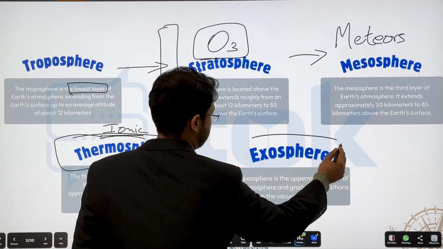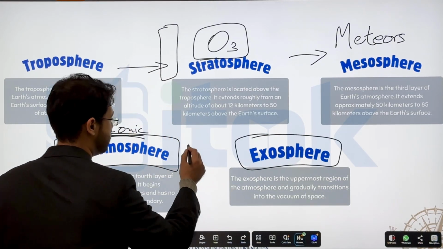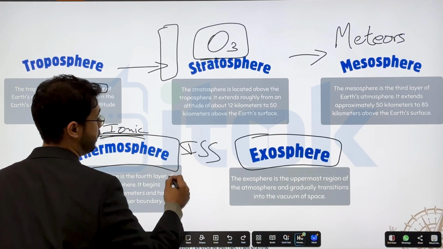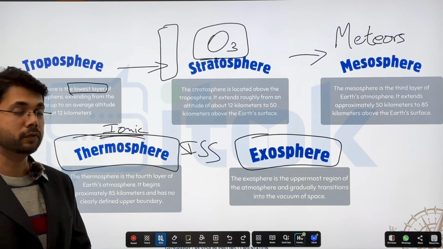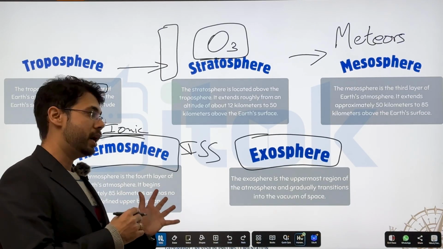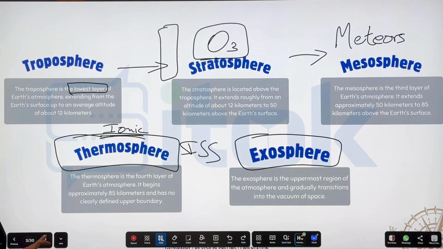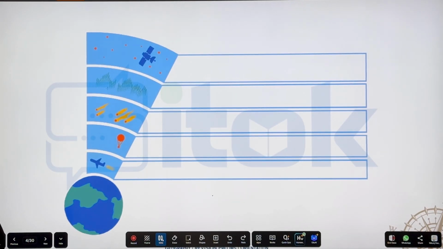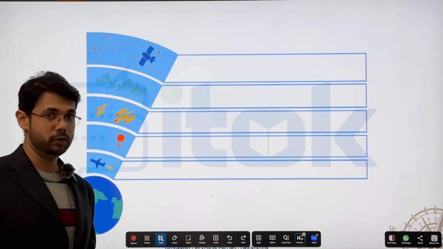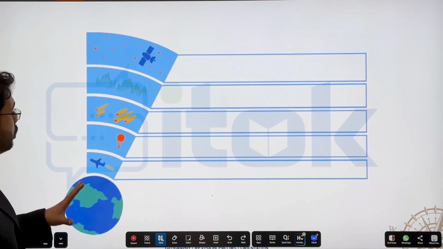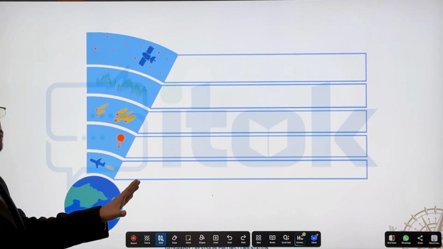Finally, exosphere. Now, our International Space Station, many of our research projects of the space take place around thermosphere and exosphere. So, when you have to revise, just pause the video here and see whether you are able to identify what is taking place in each of the layers.